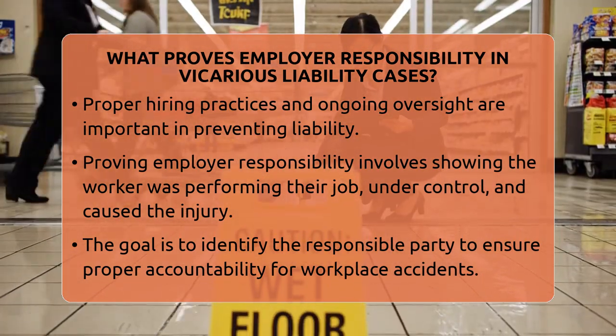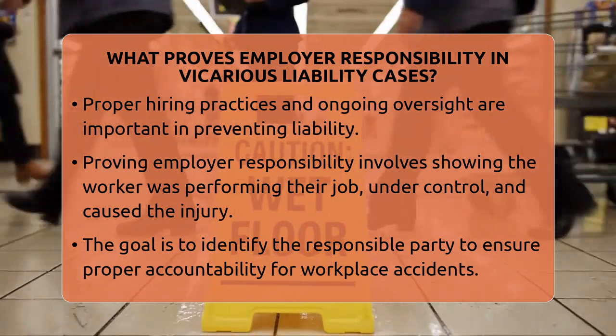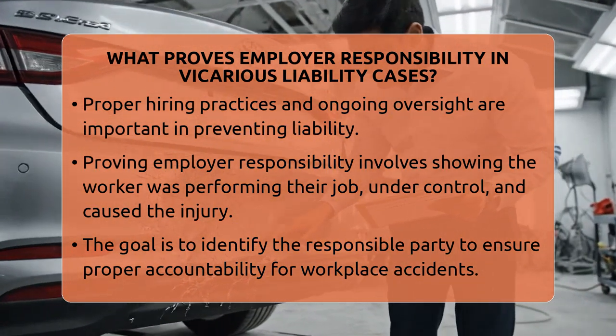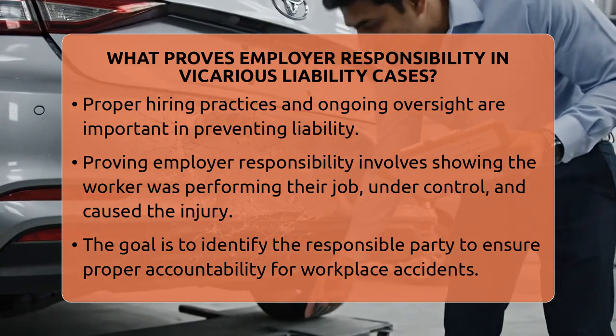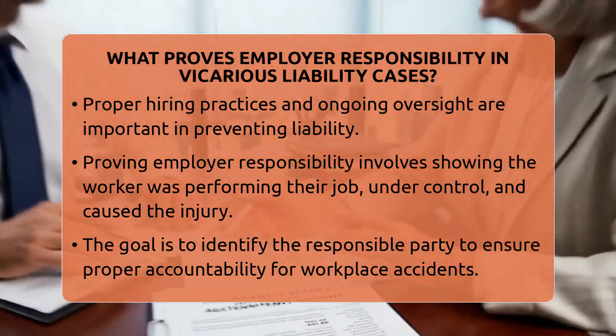In the end, proving employer responsibility in vicarious liability cases is about showing the worker was doing their job, under the employer's control, and that their actions caused the injury. This helps ensure that the right parties are held accountable for accidents that happen during work.